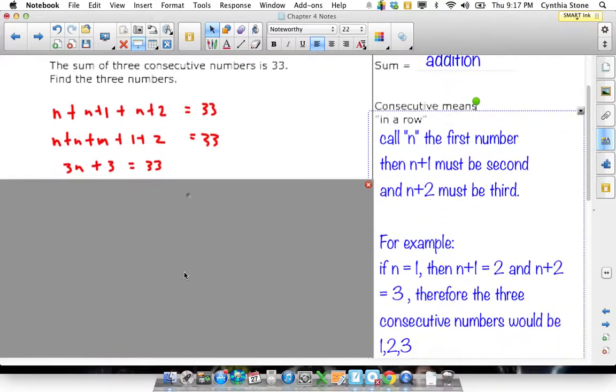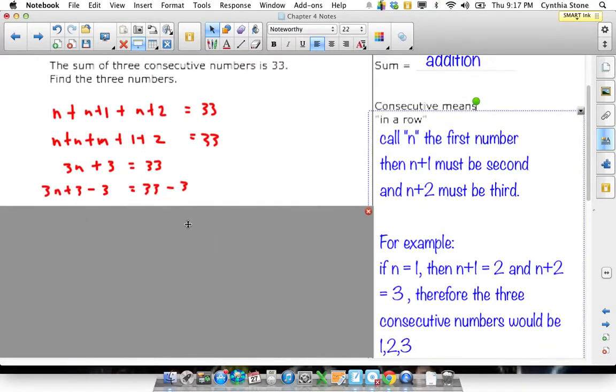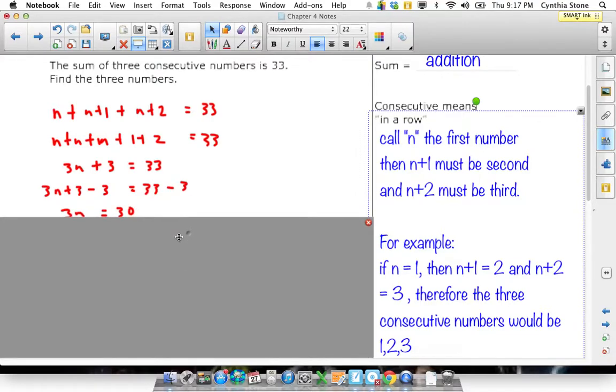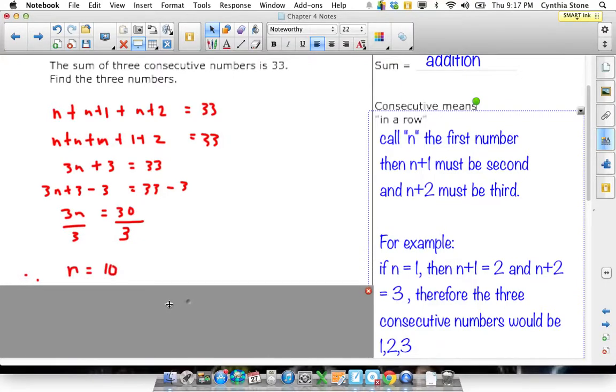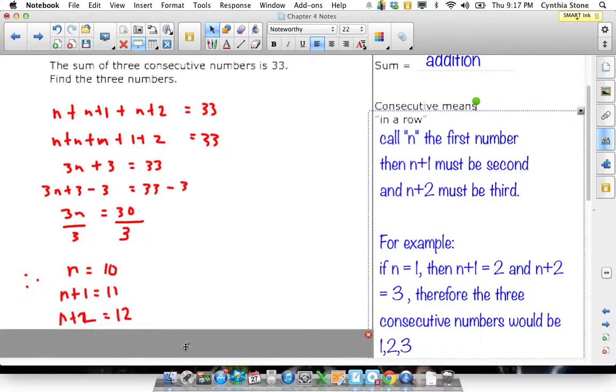Okay, solving for n, I'm going to subtract 3 from both sides to get the n term by itself. And then 3n equals 30, divide both sides by 3, and you end up with the first number. That means n equals 10. So if my first number is 10, my next one must be 11, and my third one must be 12.